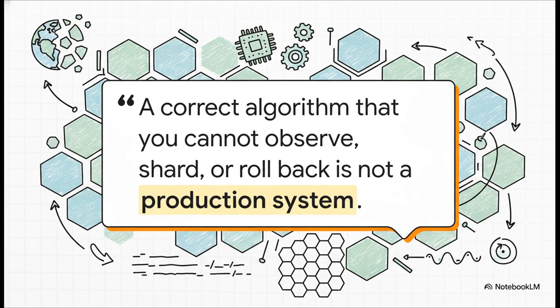I want to leave you with this final, absolutely vital staff engineer thought. A correct algorithm that you cannot observe, shard, or roll back is not a production system. We spent a lot of time on geohashes and space-filling curves in this explainer, but the true engineering happens when you take that pristine algorithm and force it to survive the absolute chaos of the real world.